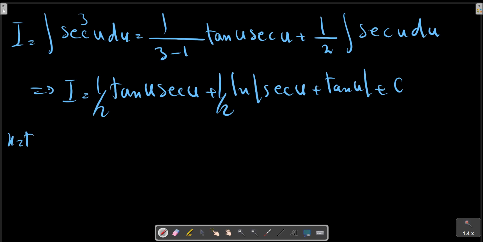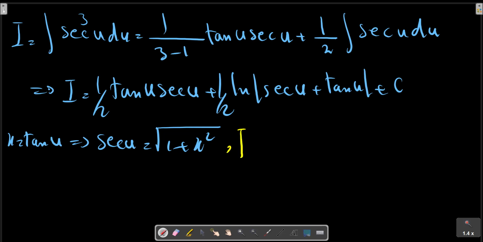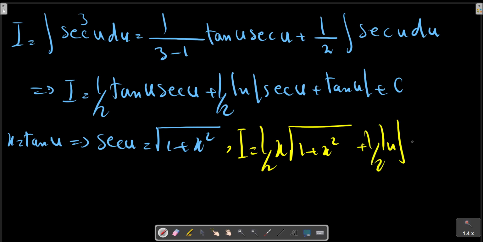u equals to x equals to tangent u. As a result, secant u equals to the square root of 1 plus x². 1 second ln secant plus x plus c.